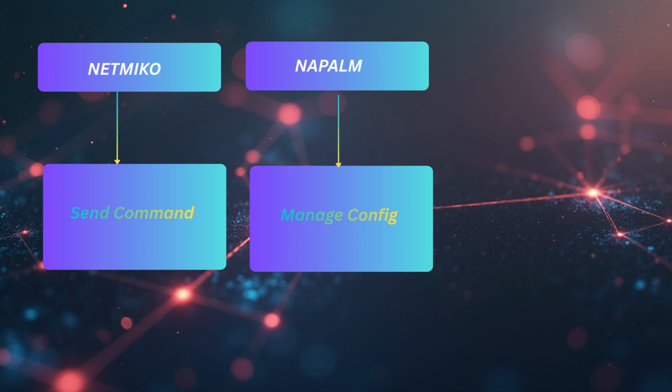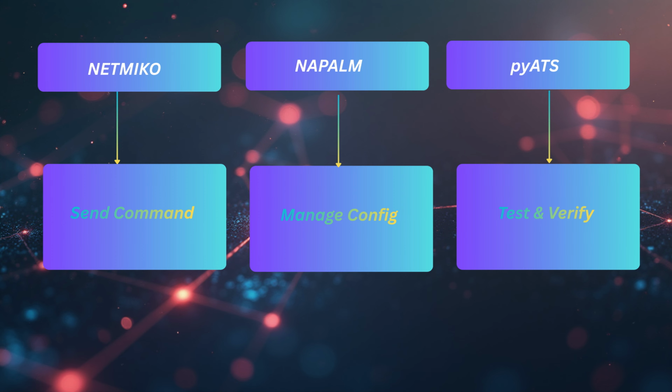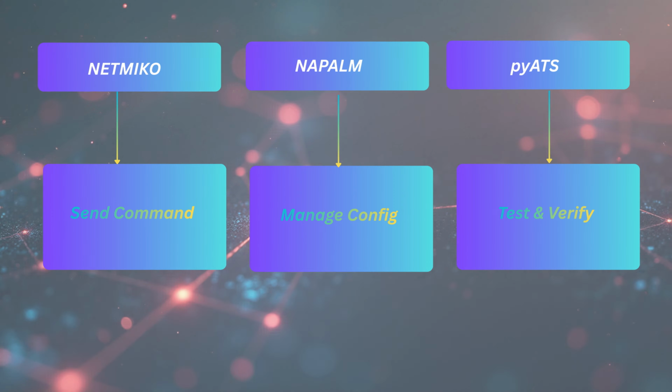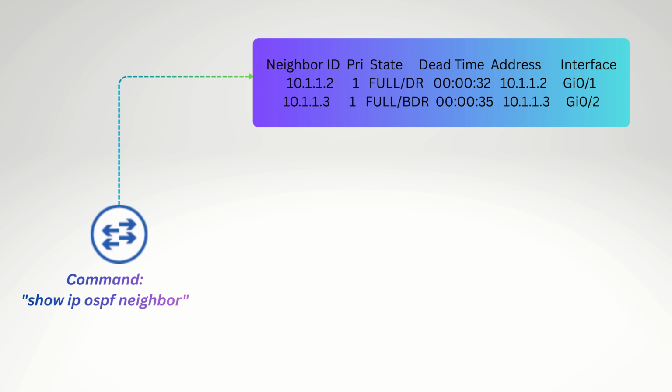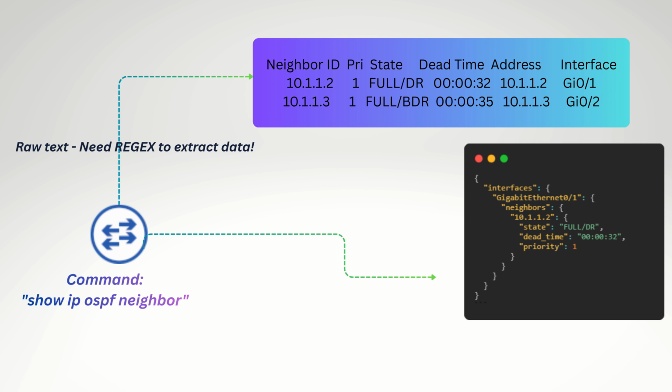Alright, you might have heard of tools like Netmiko and NAPALM, and these are fantastic for sending commands using CLI or API and getting the output. However, pyATS is different and it is built specifically for testing and validation. Let me explain this with a simple example. With Netmiko, if I run show ip ospf neighbor, I get raw text. Then I would need to write a regex to extract the neighbor ID, state and dead time. With pyATS, I run the same command and I get back a clean Python dictionary with all the data already parsed and organized.